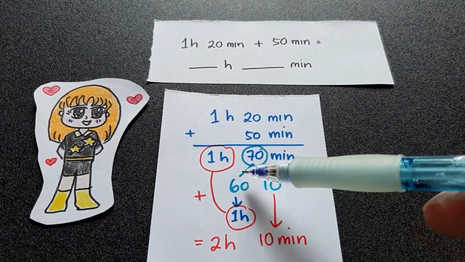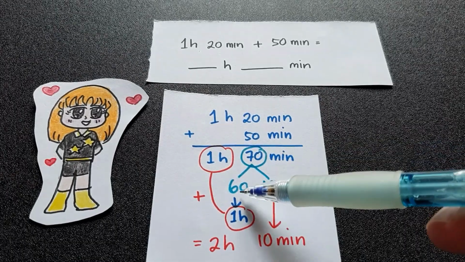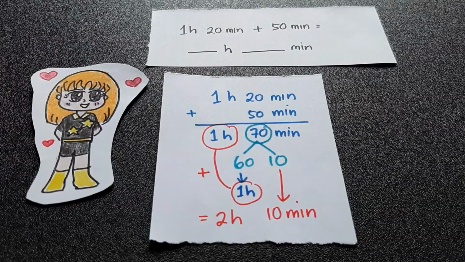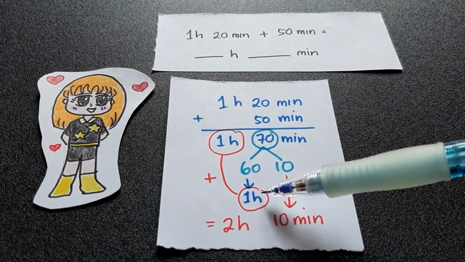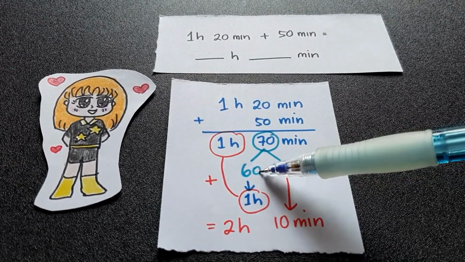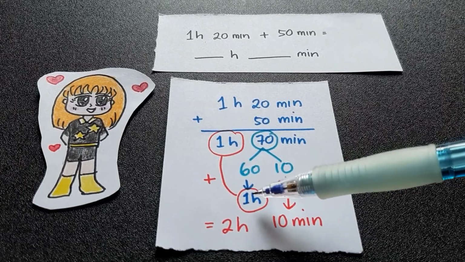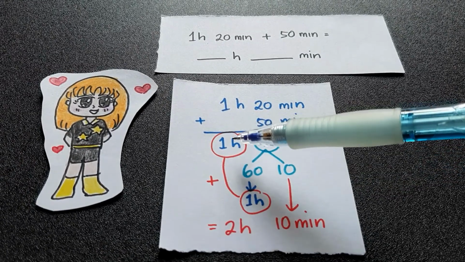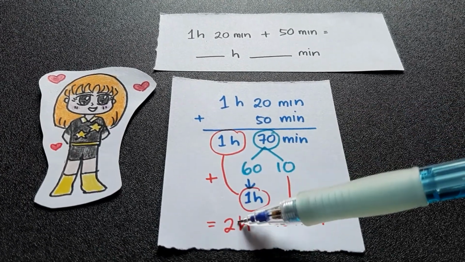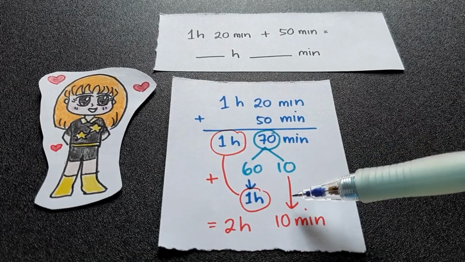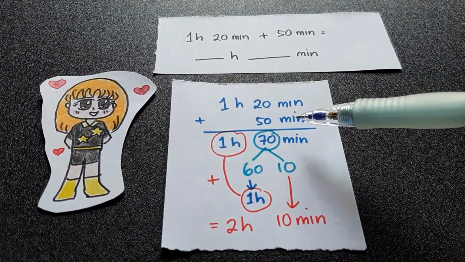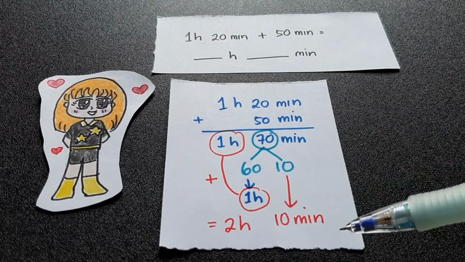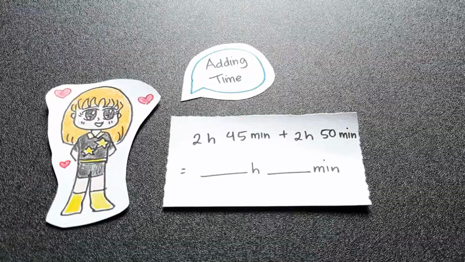The other one is 60, 70 minus 60 is 10. Now for the 60, remember 60 is 1 hour. So you change 60 into 1 hour. 1 hour added with the other 1 hour becomes 2 hours. And then the 10 minutes, put it at the bottom. So 1 hour 20 minutes plus 50 minutes equals 2 hours and 10 minutes.